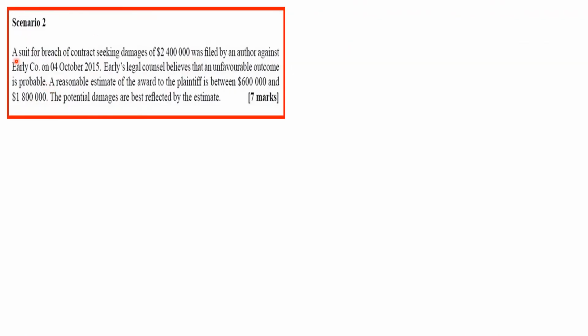Scenario 2, a suit for breach of contract seeking damages of 2,400,000 was filed by an author against Early Company on 4th October 2015. Early legal counsel believes that an unfavorable outcome is probable. A reasonable estimate of the reward to the plaintiff is between 600,000 and 1,800,000. The potential damages are best reflected by the estimate.